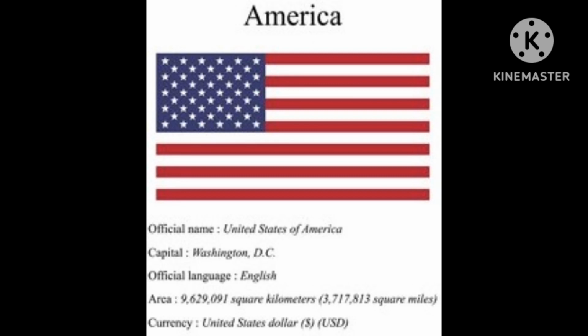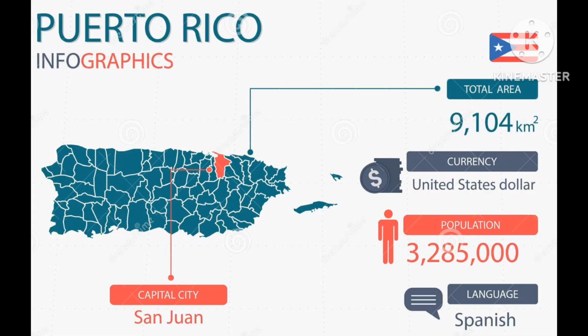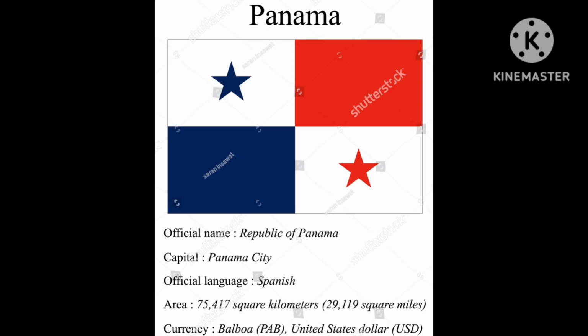It is very important to remember the flag of every state. The next country is Puerto Rico. Its currency is the United States dollar and its language is Spanish and its capital is San Juan. The next country is Panama. The capital of Panama is Panama City. Official language is Spanish and its currency is the Balboa and the United States dollar. Both are used.